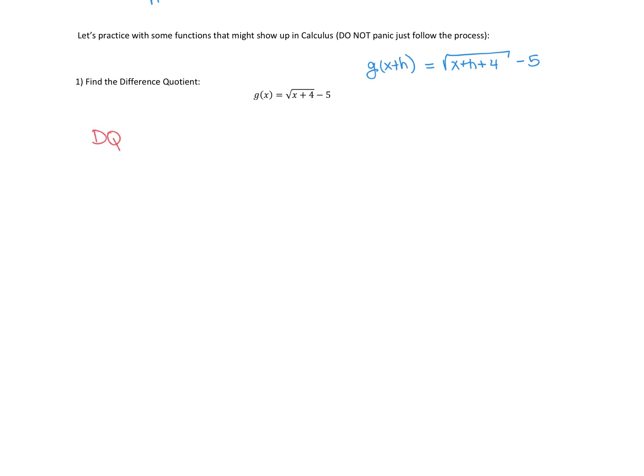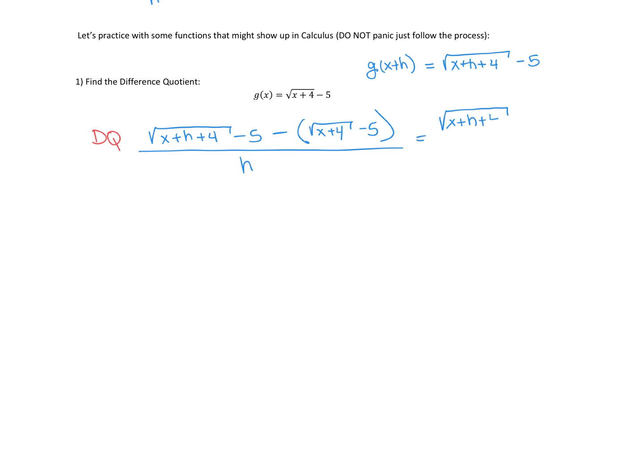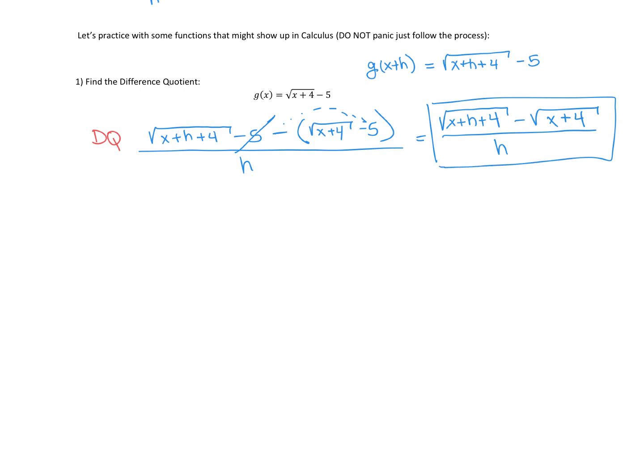So that's going to be the square root of x plus h plus 4 minus 5, minus the square root of x plus 4 minus 5, all over h, which is going to be the square root of x plus h plus 4. The minus 5 plus 5 is going to go away, and we get minus the square root of x plus 4 over h. Now, while this is the difference quotient, we can simplify this.